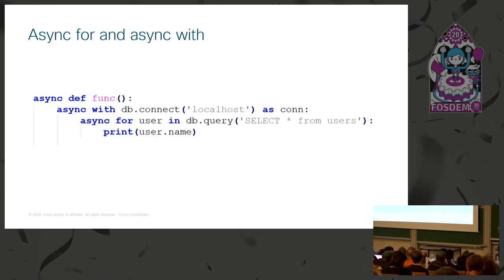Then async for is something you typically see when you're consuming an asynchronous data stream. Like, for instance, you select the users from a database table.